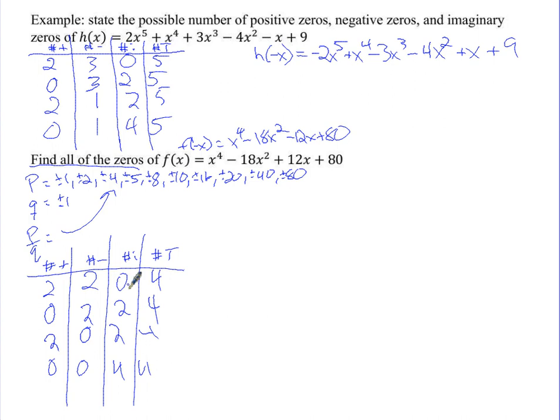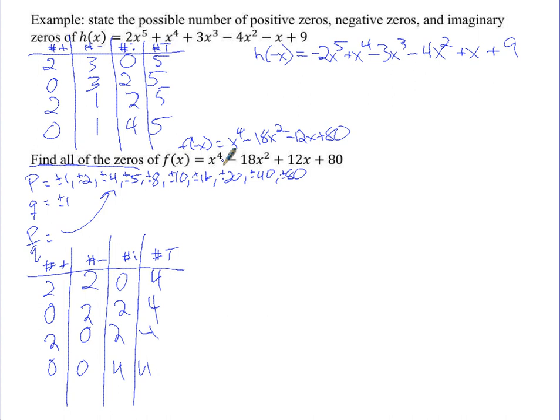I can have 2 positives, 2 negatives, 0 imaginary. 0 positive, 2 negatives, 2 imaginary. 2 positives, 0 negatives, 2 imaginary. Or all 4 of them imaginary for this polynomial. So what that means is, if I find one that's positive, I will be able to find another that's positive. If I find one that's negative, I will be able to find another that's negative, guaranteed. I don't have a nice situation like this where I'm guaranteed to find a negative one, but I do know that if I find one, I'll find another.